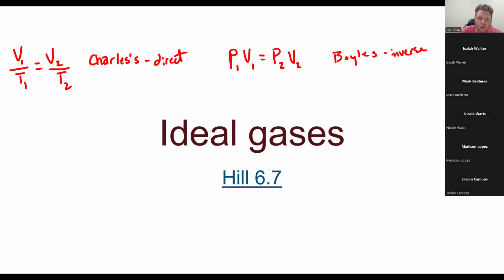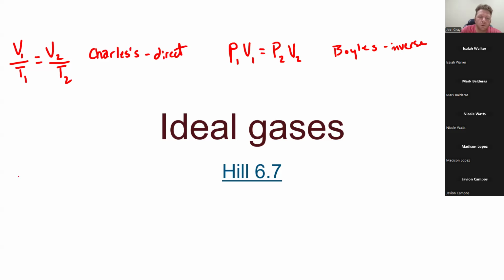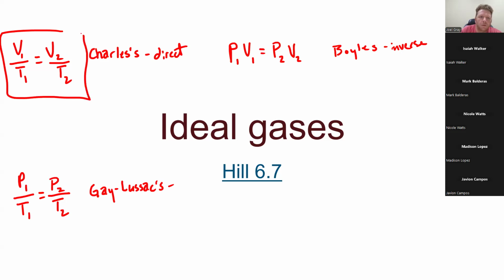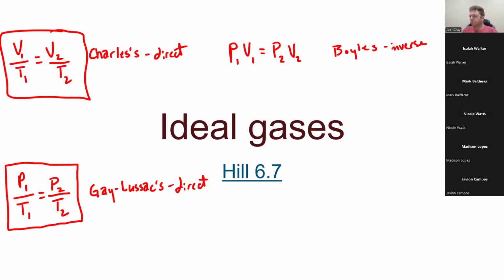Then after that, we had Gay-Lussac's law, which is a relationship between pressure and temperature. You see that one depicted as P1 over T1 equals P2 over T2. This is Gay-Lussac's. Judging by the relationship between volume and temperature and the equation for Charles's law, and the relationship between pressure and temperature and the equation for Gay-Lussac's law, you can also deduce that this is a direct relationship, that these two measurements are directly related to one another.